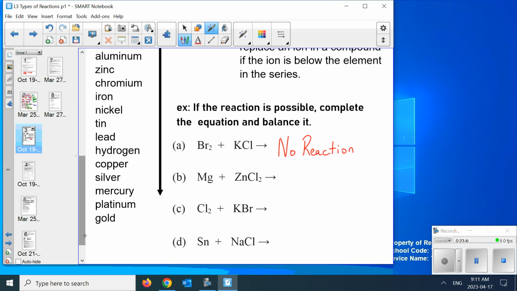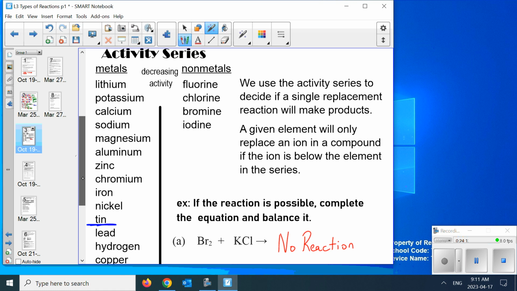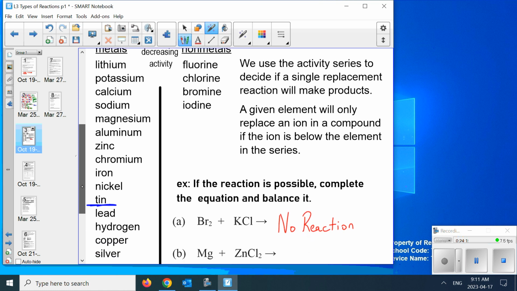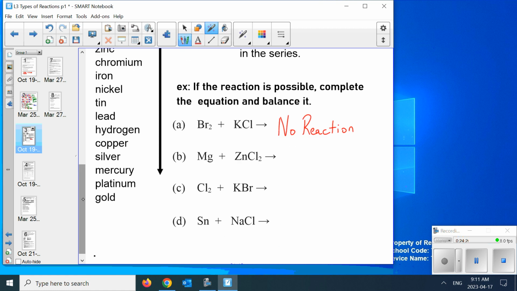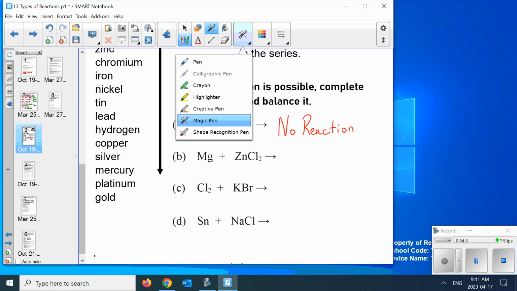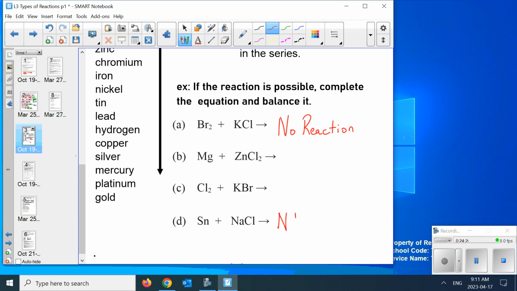This one's going to have Sn, so tin. You wouldn't know that necessarily, but Sn isn't Ti for tin, because Ti is titanium. For tin, Sn is used. That's how I know. Is it higher up than sodium? Where is sodium? It's on top. Nope, it's not going to happen. So I'm going to put in no reaction. NR.